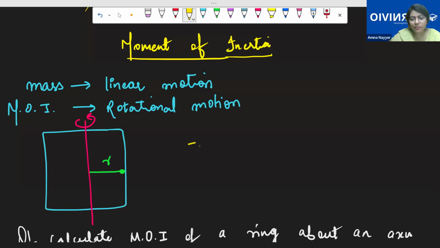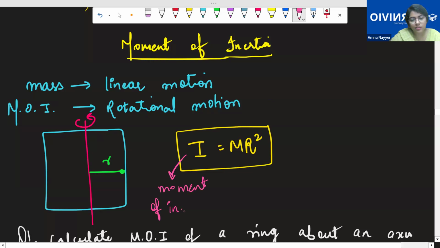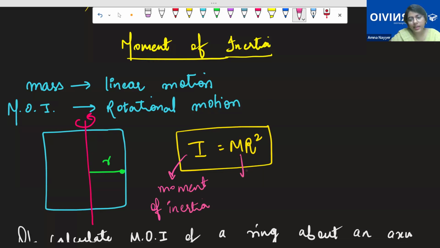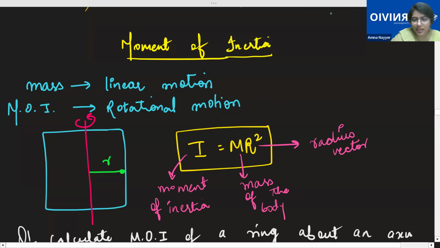And the formula is basically moment of inertia is represented as I. The formula is mr square, where I is the moment of inertia, m is the mass of the body, and r is the radius vector. So this is the moment of inertia. The formula is very simple, which is mr square.